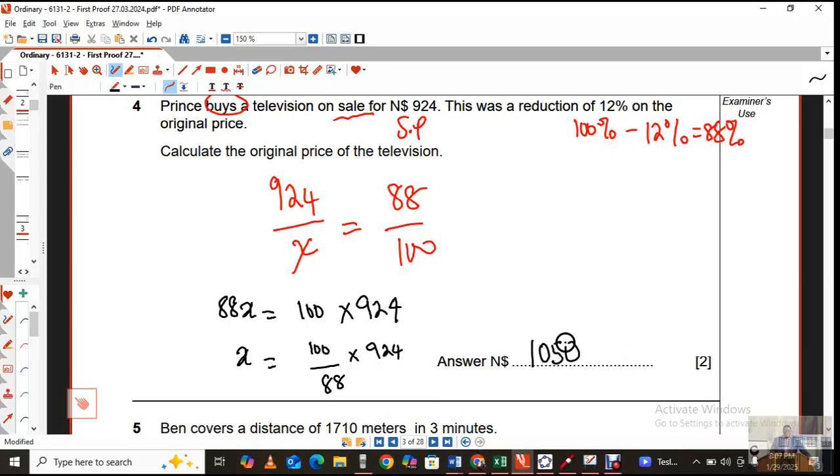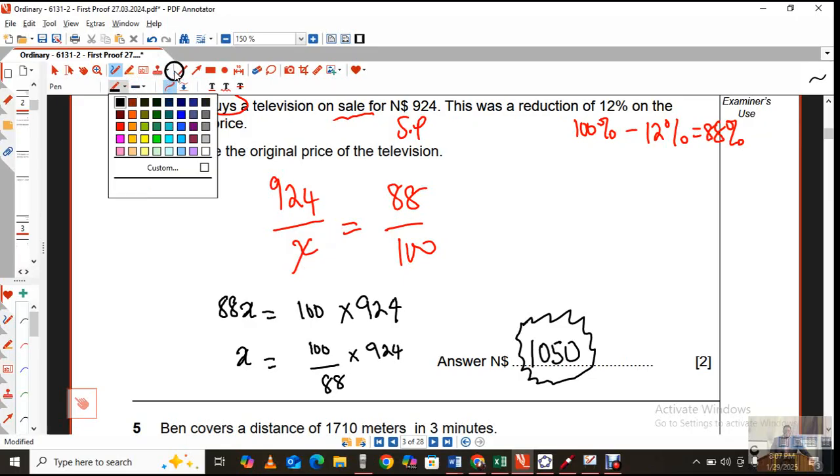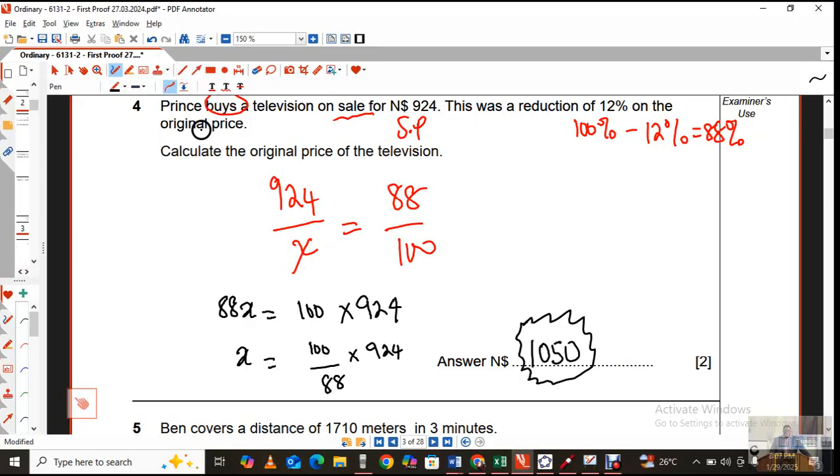1050. All right. So another thing worth avoiding would be if you were just simply putting 100 over 12 times that, you're going to get a 7,000 something, and there's no way the television can cost 7,000 because the reduction in percentage wise is not that much. It's just 12%. So the difference between 1,050 and 924, if you have to find the percentage, you will realize it's 12%. So let me just show you what I mean by that. Just for you to have an understanding of what I mean.